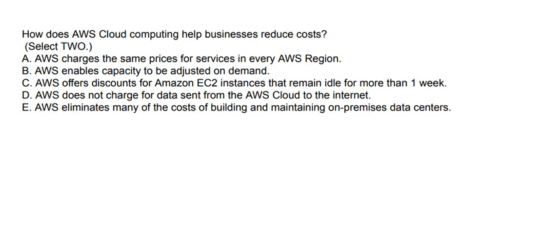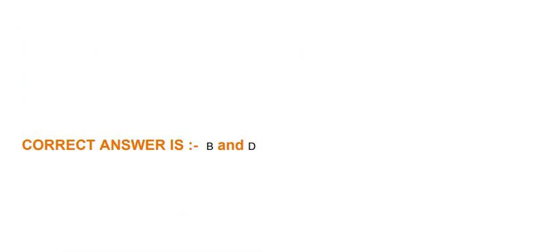Option C, AWS offers discounts for Amazon EC2 instances that remain idle for more than 1 week. Option D, AWS does not charge for data sent from the AWS cloud to the internet. And option E, AWS eliminates many of the costs of building and maintaining on-premises data centers. The correct answer is option B and D.